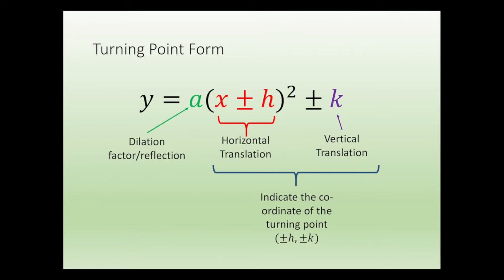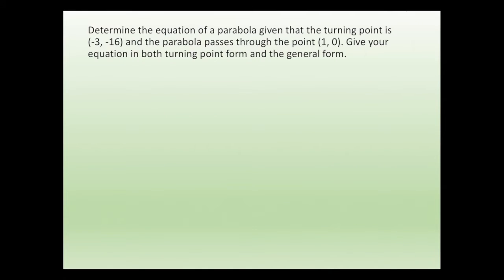A here is the dilation factor, and it tells you whether the parabola is concave up or concave down. So let's see how we could determine the equation of a parabola given the turning point and another point. Let's start with this example. The turning point in this case is (-3, -16), and the other point is (1, 0).